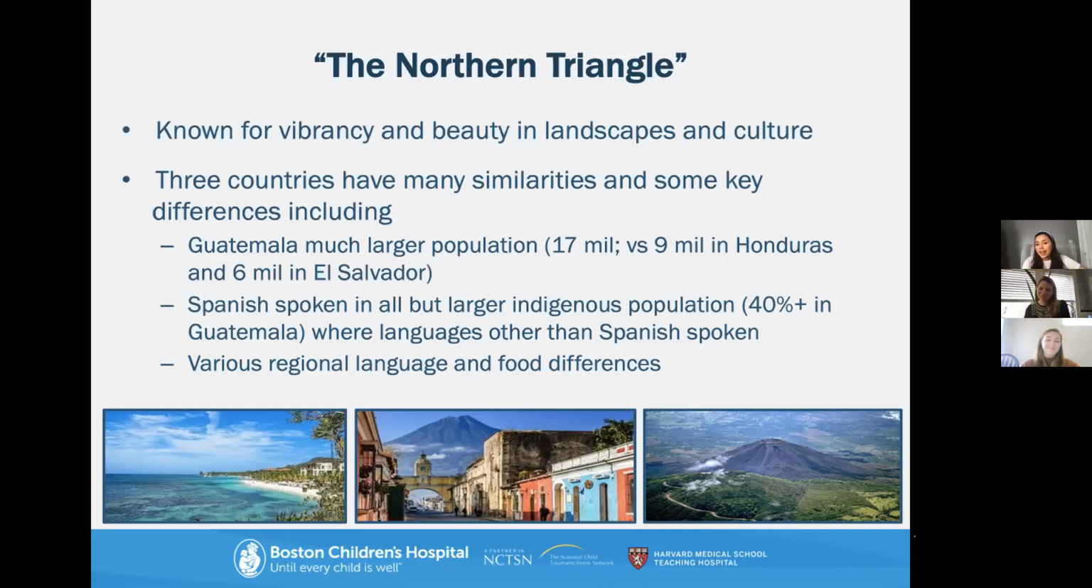Of course, we also have differences in food. Even though we use the same ingredients, we do prepare the food in different ways. I like to bring this example, like the tortilla. In Central America, we all eat tortillas with every dish that we have, but the tortilla is made completely different, even though it has the same ingredients. Okay, next slide, please.